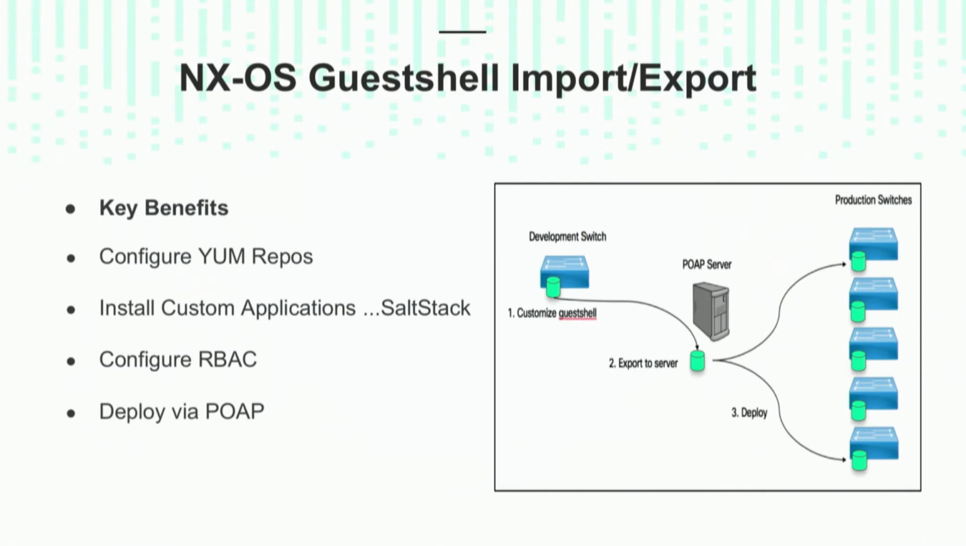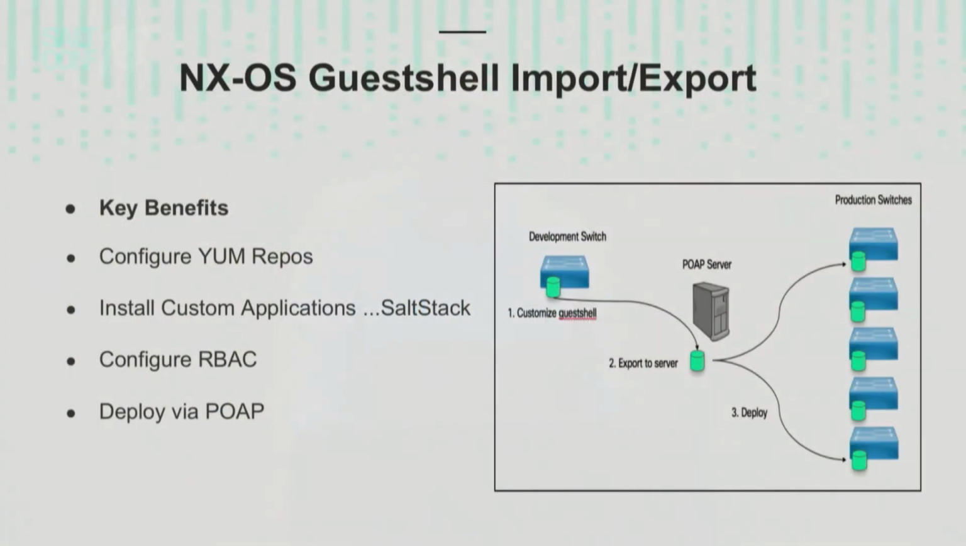For that, we have what is called GuestShell import export. It means that on a development machine, you can customize it. You can install whatever applications you want, configure whatever RBAC you need, install whatever yum repos you want, and in this situation, you can install that Salt minion on box, and it can then be deployed from that initial development machine.